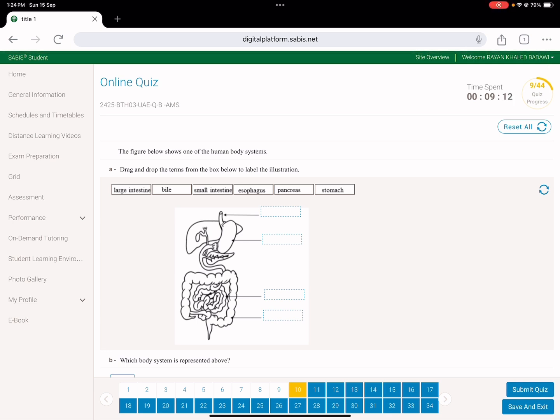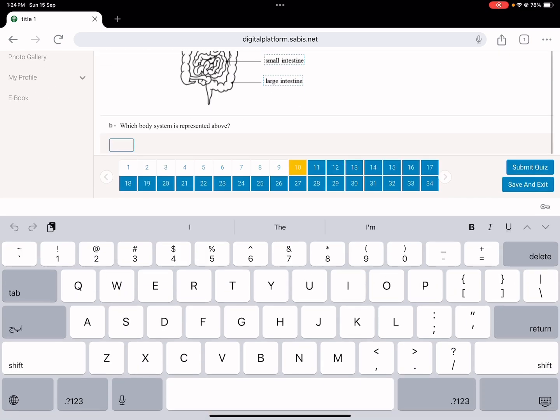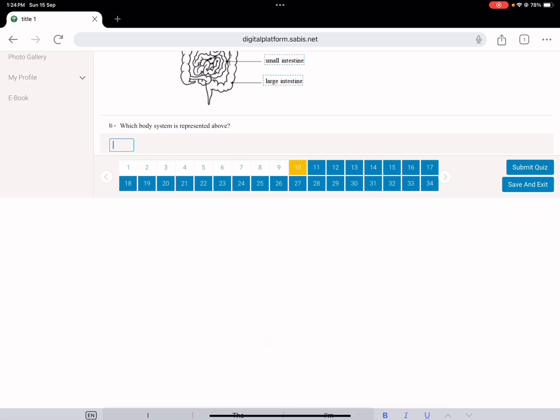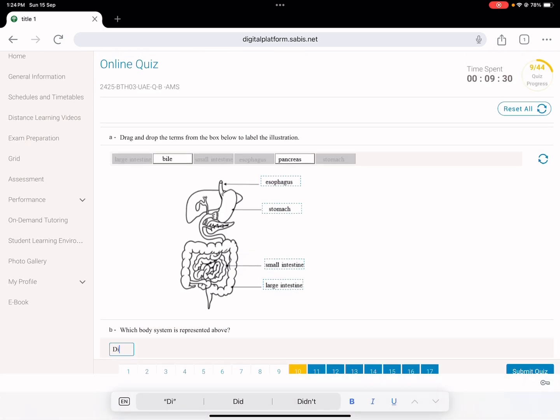Okay, so we've done this before, but let's do it again. Of course, the first part is going to be the esophagus. And then we go from the esophagus to the stomach. And of course, the small intestine is what's inside, while the large intestine is what's outside. And which body system? Of course, it's going to be the digestive system. Okay? Let's go next.